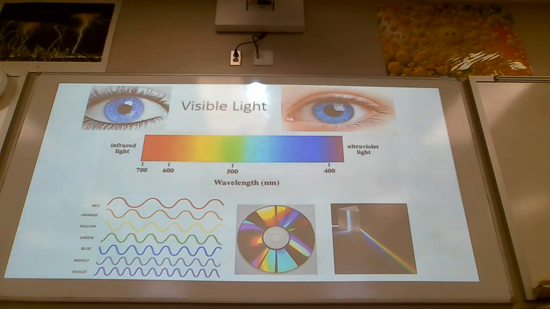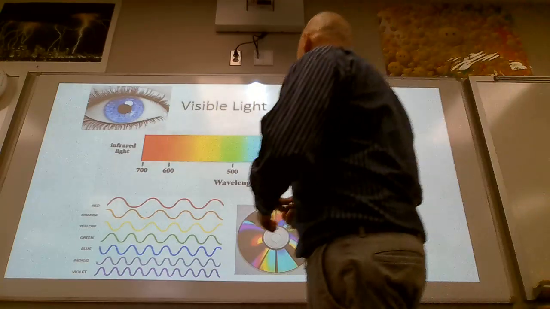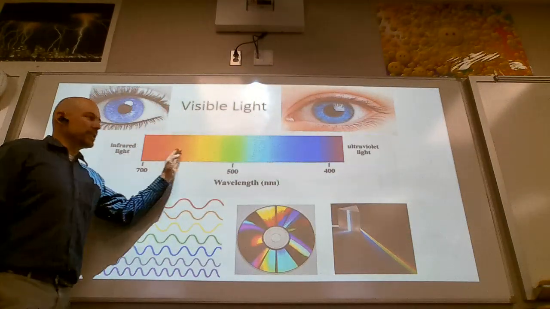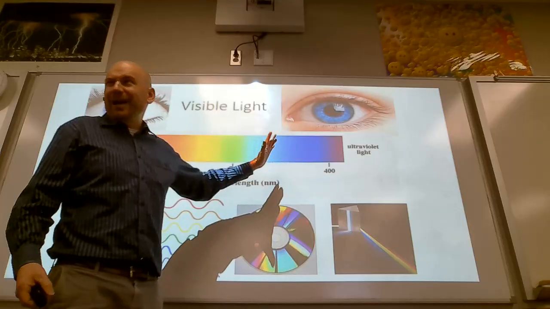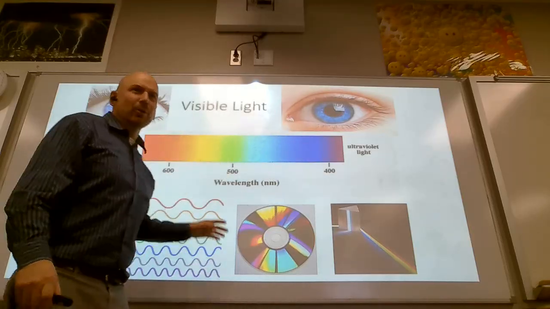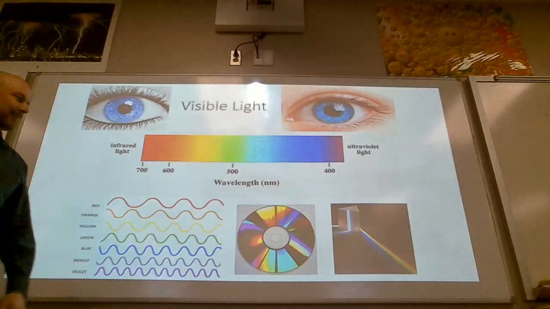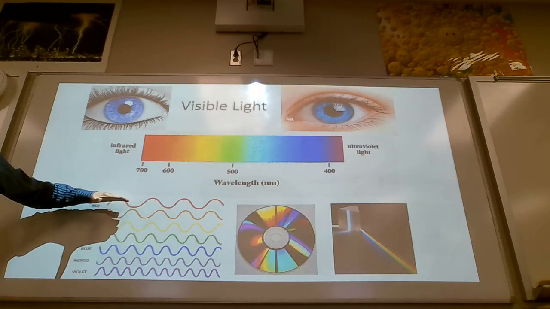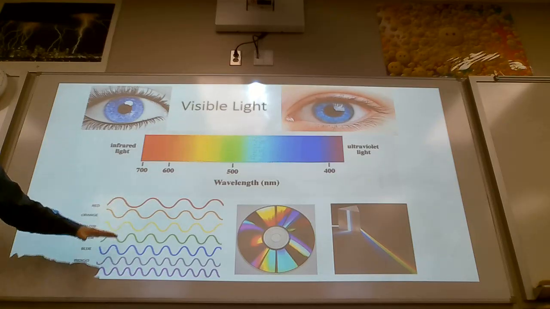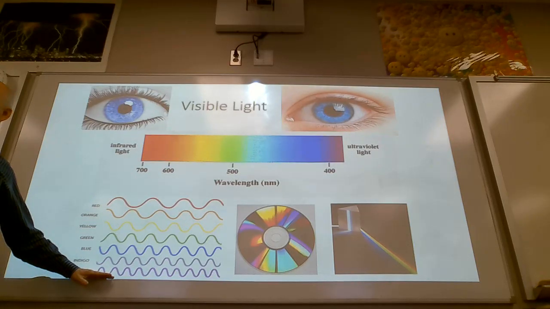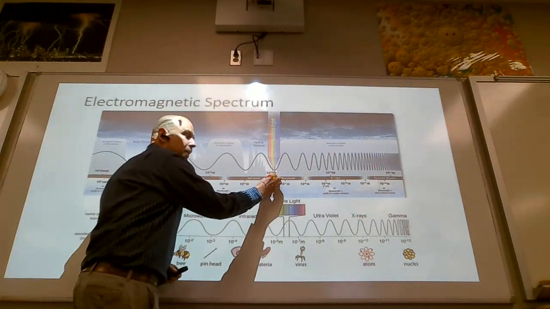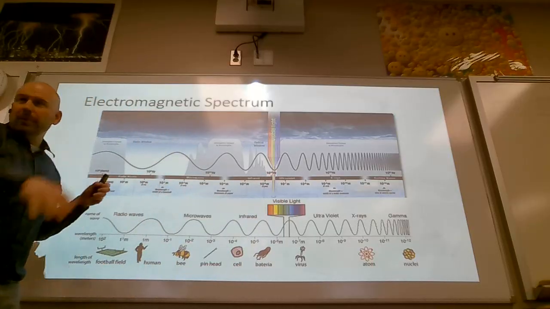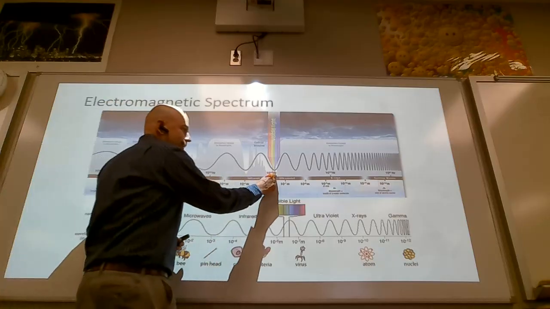All right, so visible light. We'll talk about this more next chapter, it will be on light. This is the color spectrum: ROY G. BIV, red, orange, yellow, green, blue, indigo, violet. You have long wavelengths here with low frequency, and short wavelengths with high frequency. Notice how small a chunk visible light is of our electromagnetic spectrum. This is the only part that our eyes are sensitive to.